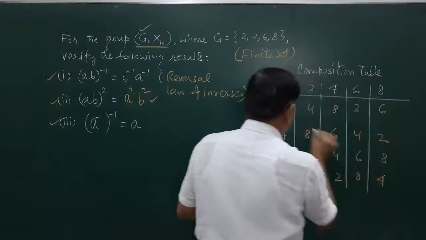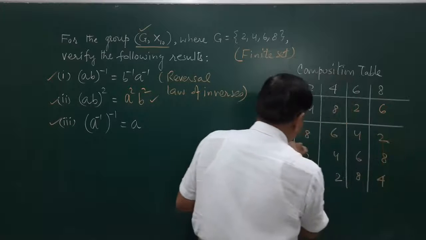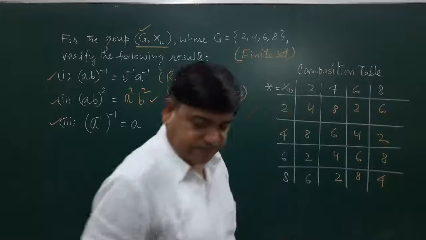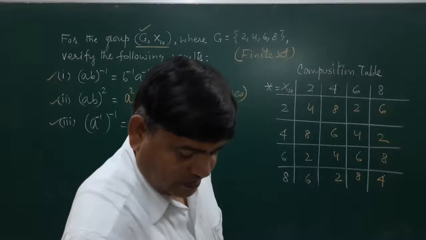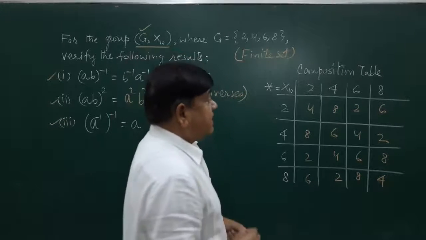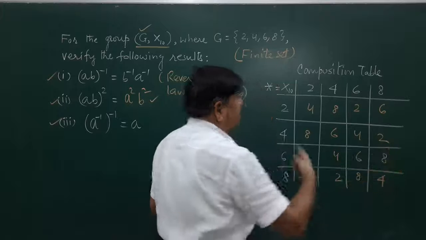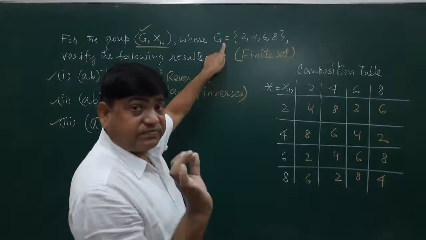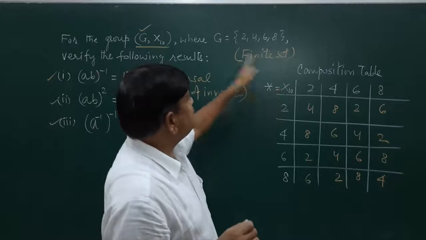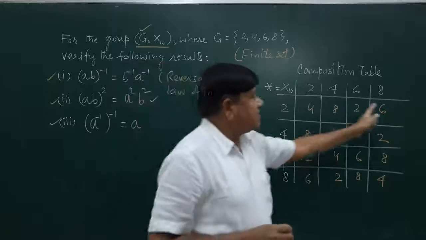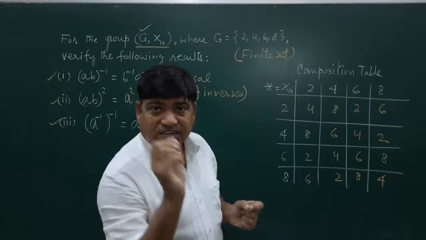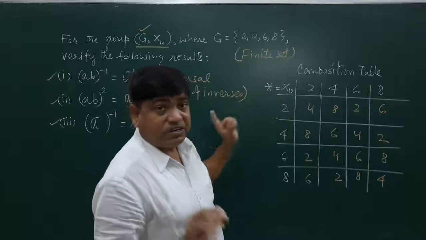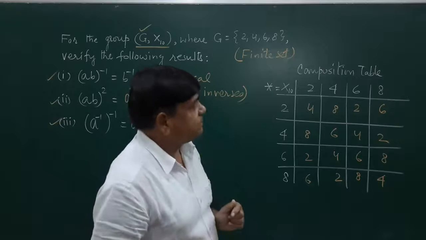This is the composition table, and if the set is finite, then the best way is to construct the table. Then all the members are the members of this set, so the set is closed. That means this is a binary composition. All these, जो मैंने कलर्स में लिखे हैं, वो सारे के सारे एलिमेंट्स इसी सेट के हैं. So this is the binary composition. This we people know.